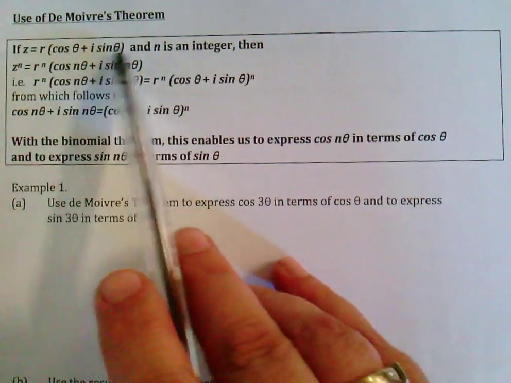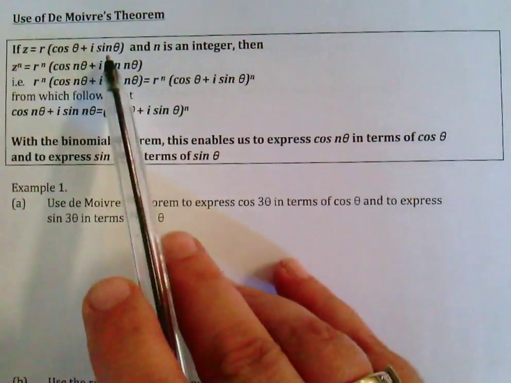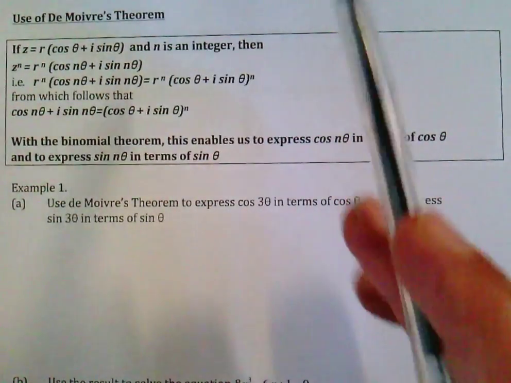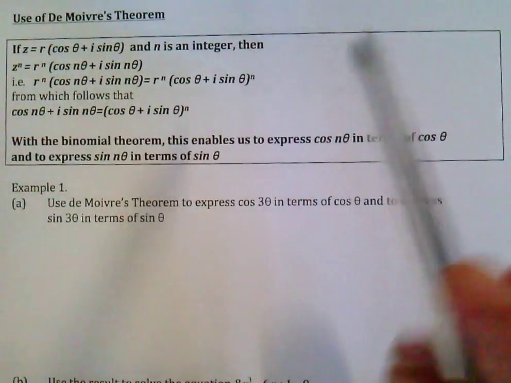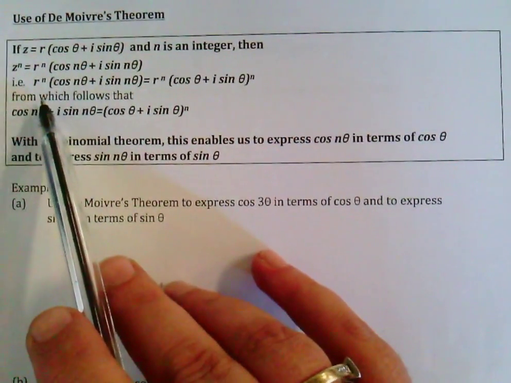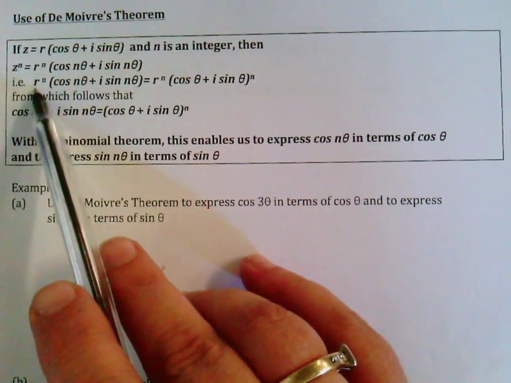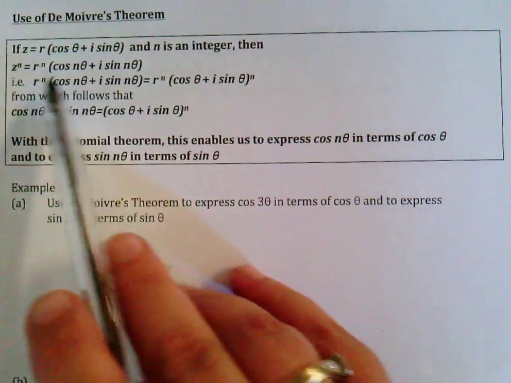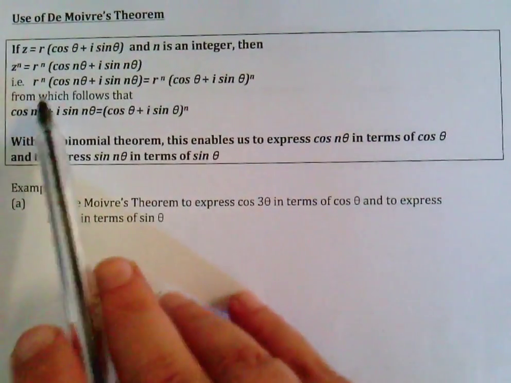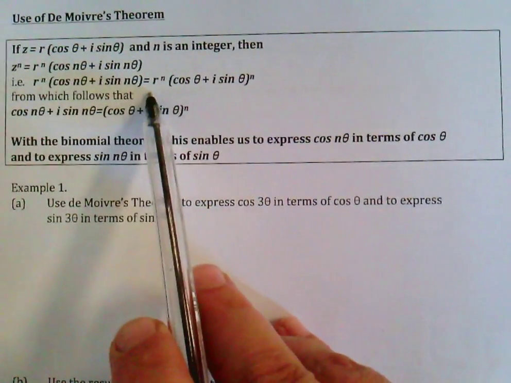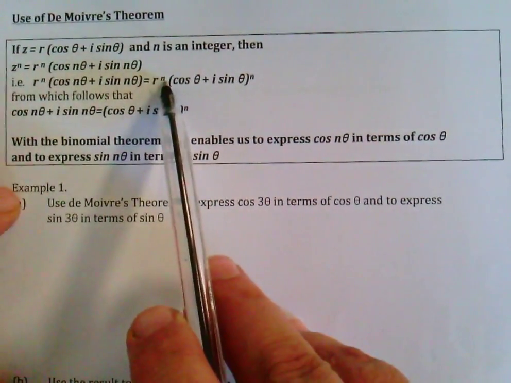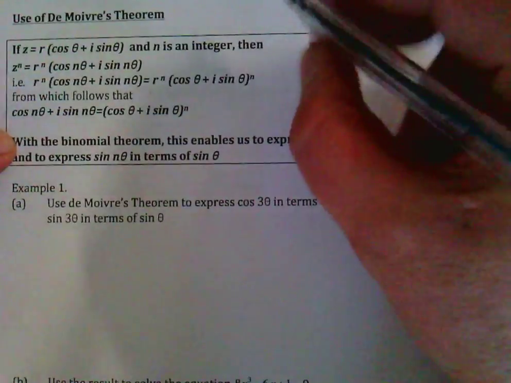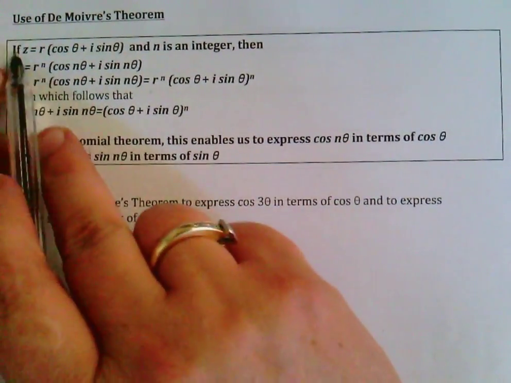So if z equals r cis theta and n is an integer, then z to the power of n equals r to the power of n cis n theta, or cos n theta plus i sine n theta. That is, in other words, we can write that r to the power of n, cos n theta plus i sine n theta, is, so therefore, equal to r to the power of n, so this to the power of n, cos theta plus i sine theta to the power of n.